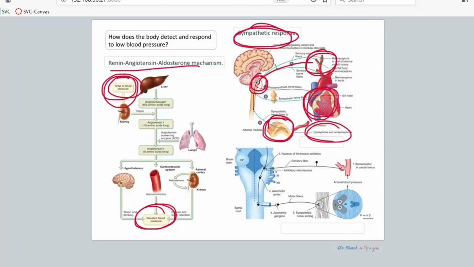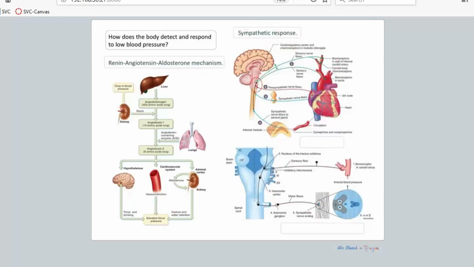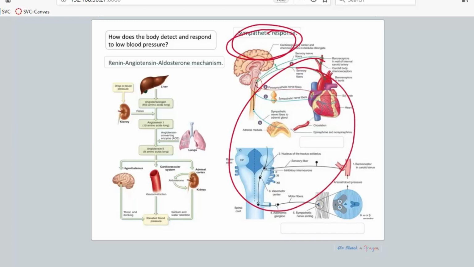We also have this low blood pressure information also goes to the medulla, to what we call the vasomotor center. And what does that do? It acts on blood vessels and causes widespread vasoconstriction. So low blood pressure is a serious problem, and we address that through the sympathetic nervous system, through these guys here, and also through the renin-angiotensin-aldosterone mechanism.